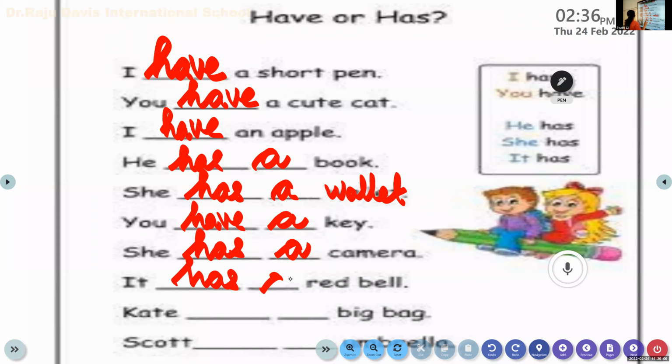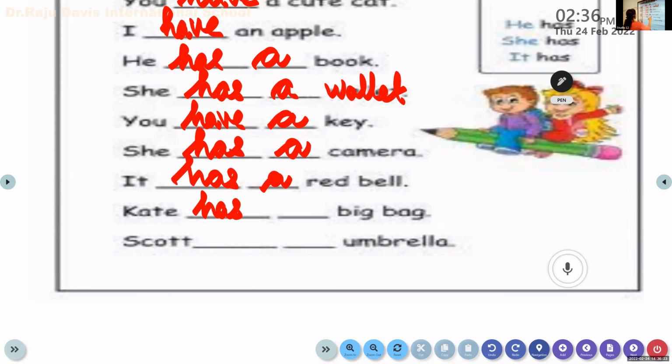Kate has a big bag. Very good. Okay, so together with that, we are learning the use of a and an. Then Basil, come on, Basil. Do the last question for me.